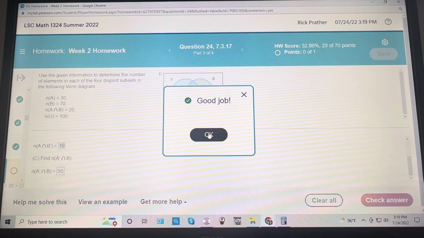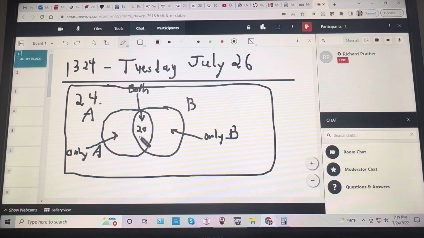That's always how you should fill out one of these Venn diagrams: you do the middle first, then you take whatever A is told to you as, or if you count it yourself, that minus the middle is the only A's, and then the total number of B's is 70, 70 minus 20, that makes us 50.